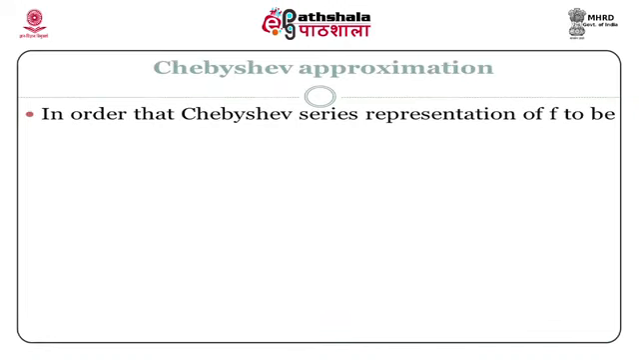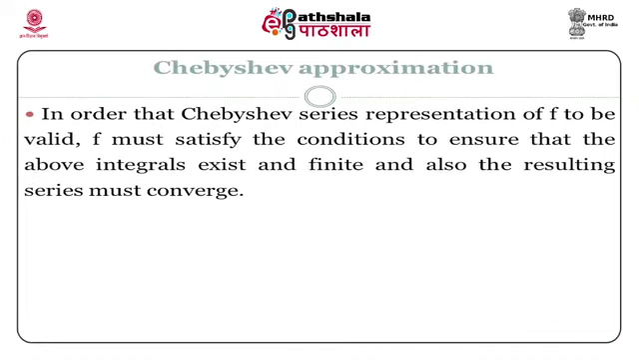In order that the Chebyshev series representation of f to be valid, f must satisfy the conditions to ensure that the above integrals exist and are finite, and also the resulting series must converge. Existence is necessary, without which we cannot write down those integrals, and finiteness is necessary because each term has to be finite, otherwise we cannot add, and also the resulting entire series must converge in order for this series representation to be valid.